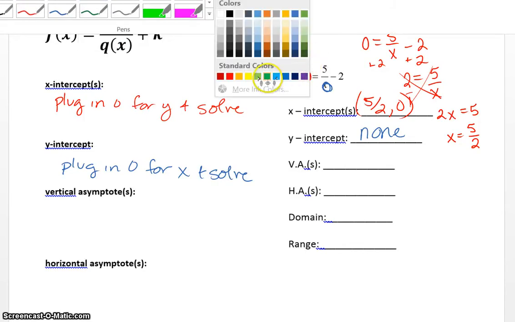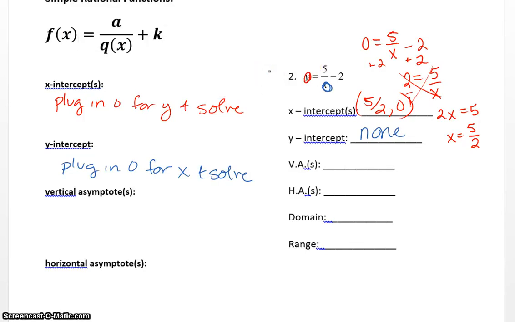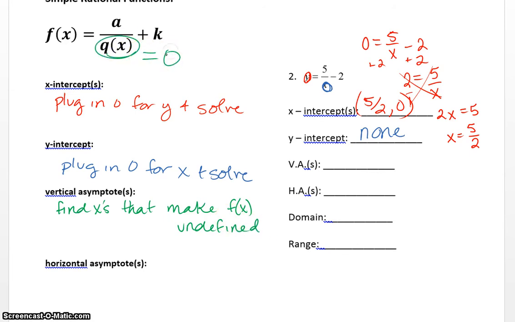Our vertical asymptote is going to be similar to what we had before. The vertical asymptote is going to be where x can't be. So we are going to find the x's that make f of x undefined. What's going to be undefined? Undefined is if we divide by 0. So this equals 0 would make an x that doesn't work. So we are going to let the denominator equal 0.